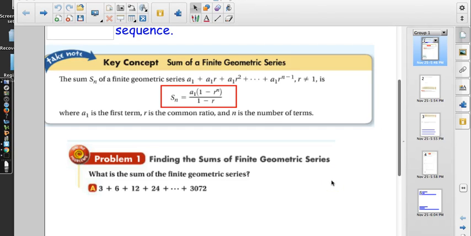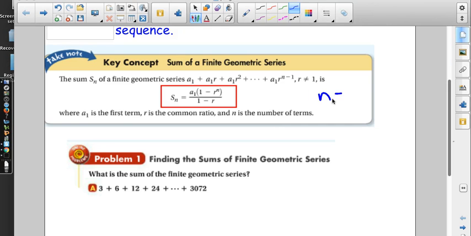S sub n equals a sub 1 times 1 minus r to the n over 1 minus r. And that one met the first part of our objective, which was talking about how to find geometric series. And in this case, this is finite. When we see that it stops, we could see a last term, that means it's finite. Or if they tell us, find the sum of the first n equals 8 terms, that's finite. They're saying just this many, don't do any more.